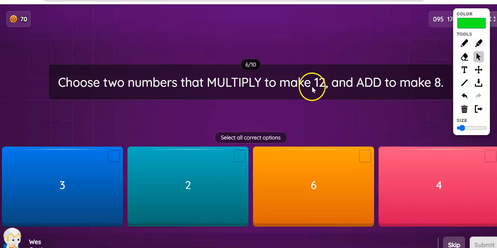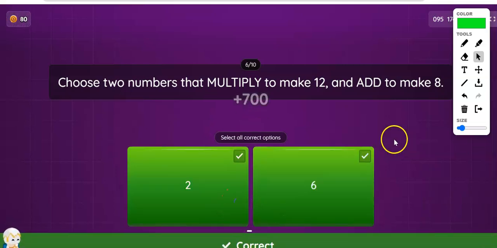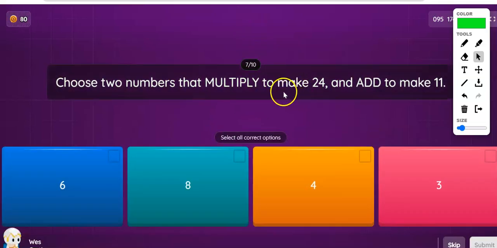Choose the numbers that multiply to make 12 and add to make 8. So I got to multiply and make 12. That could be 6 times 2. And 6 and 2 do make 8 when you add them. If you chose 4 and 3, that would add up to make 7. Very important skill with quadratic trinomial factoring.